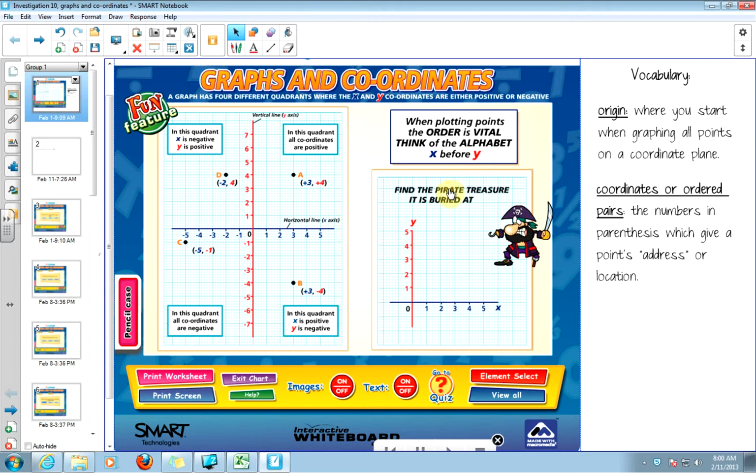Alright. So we are going to find a buried treasure. It is located at 5, 2. So we are going to have our little hint here. Remember, the order is vital. We're going to go across 5, then up 2. So we have 1, 2, 3, 4, 5, then up positive 2. 1, 2. Our point is located at 5, 2.